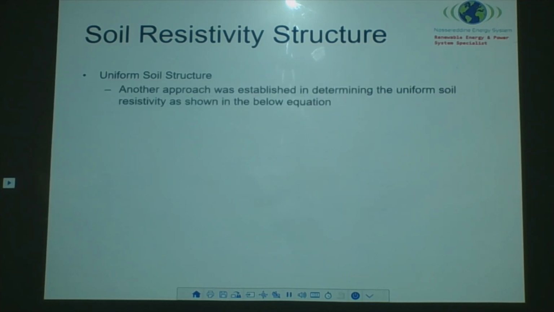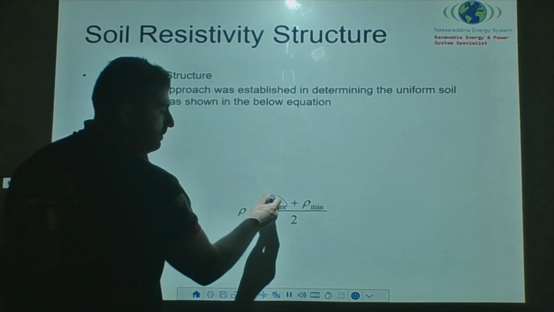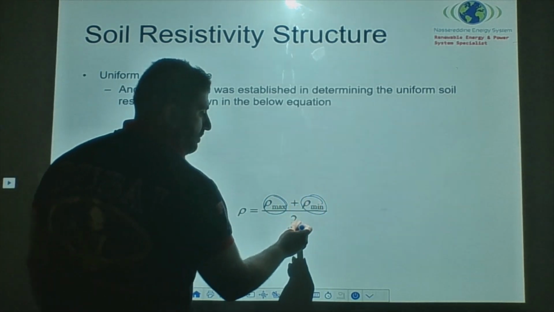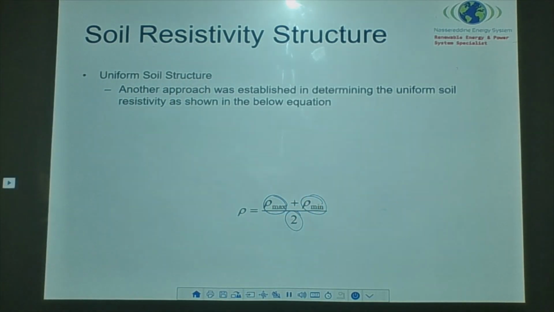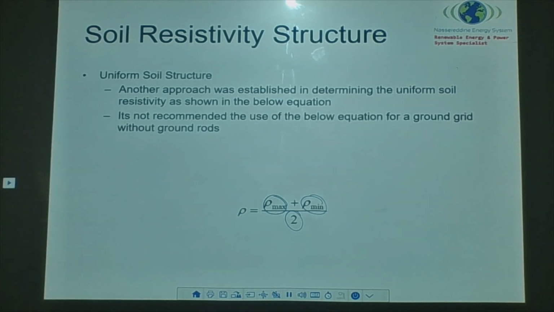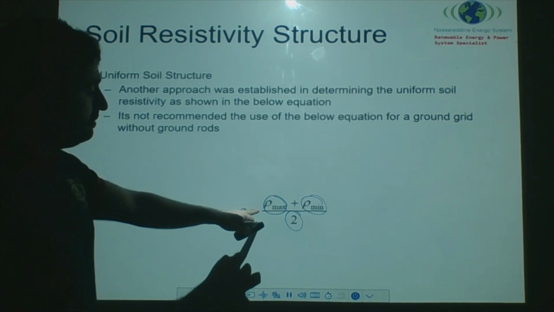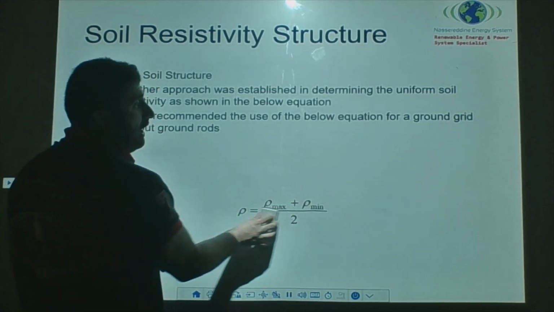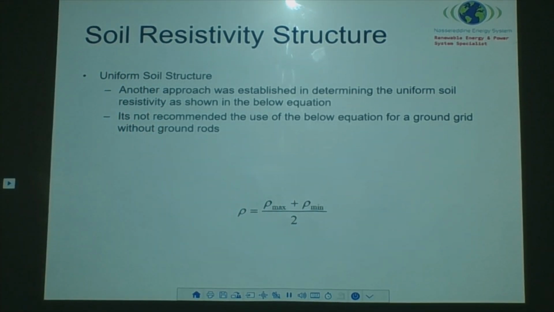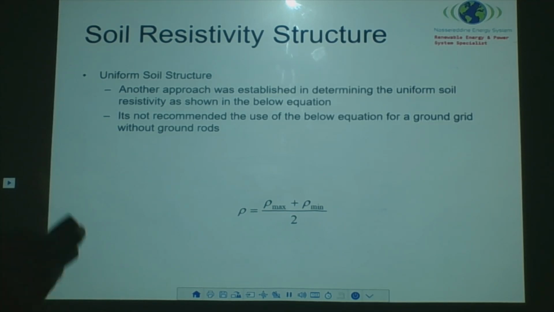Now, another approach to determine the uniform resistivity is by using the maximum plus the minimum, and you divide it by 2. So this is another approach to get the uniform resistivity. However, it's not recommended to use this equation for a ground grid without a ground rod.